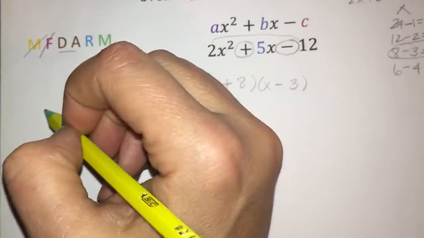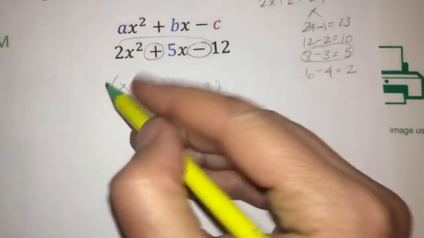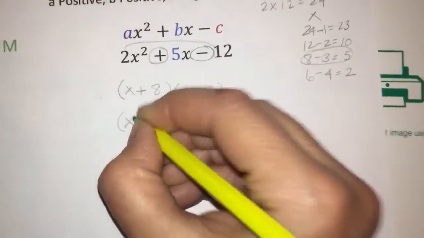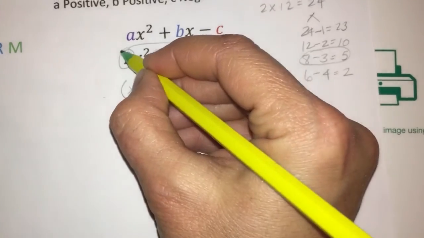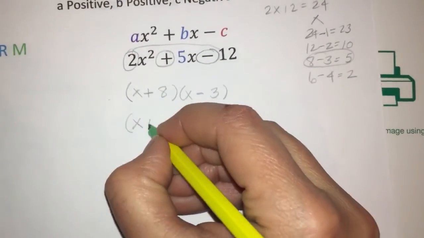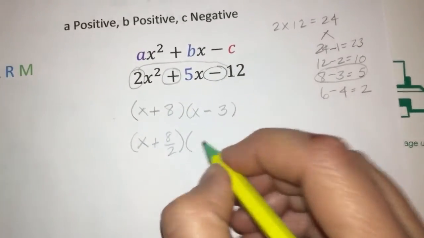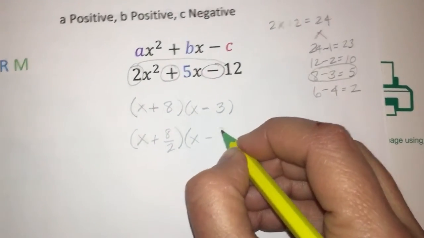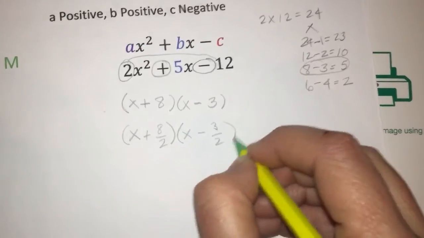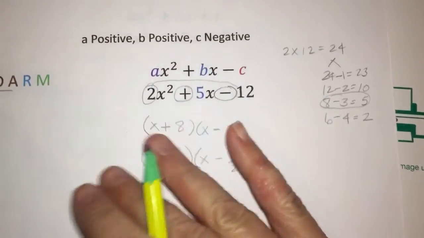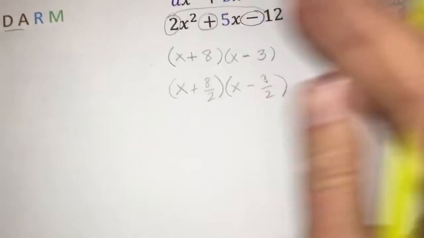Now next I have DA. I'm going to divide by the A term. So my A term in this situation is 2. So it's going to be 8 divided by 2 and 3 divided by 2. This is very similar to the one we just did, but we changed the signs.